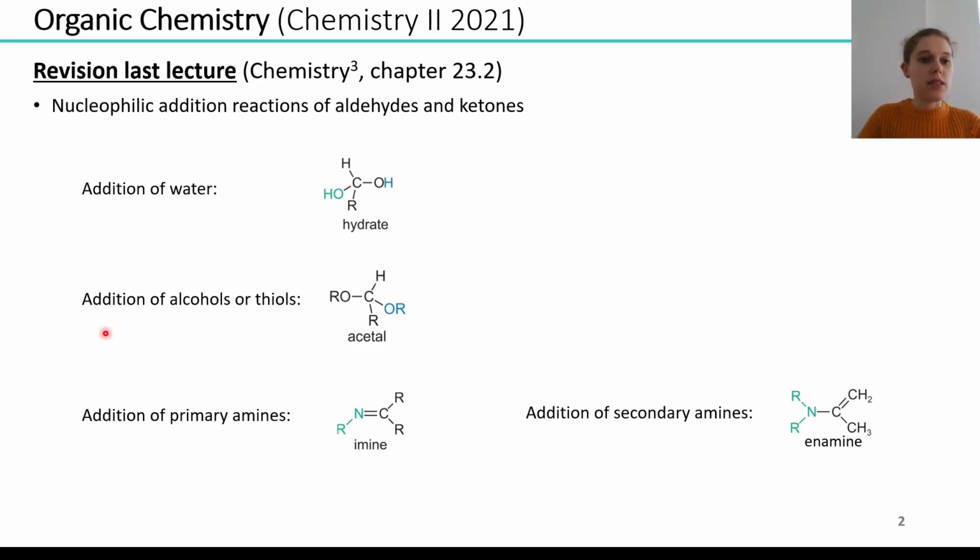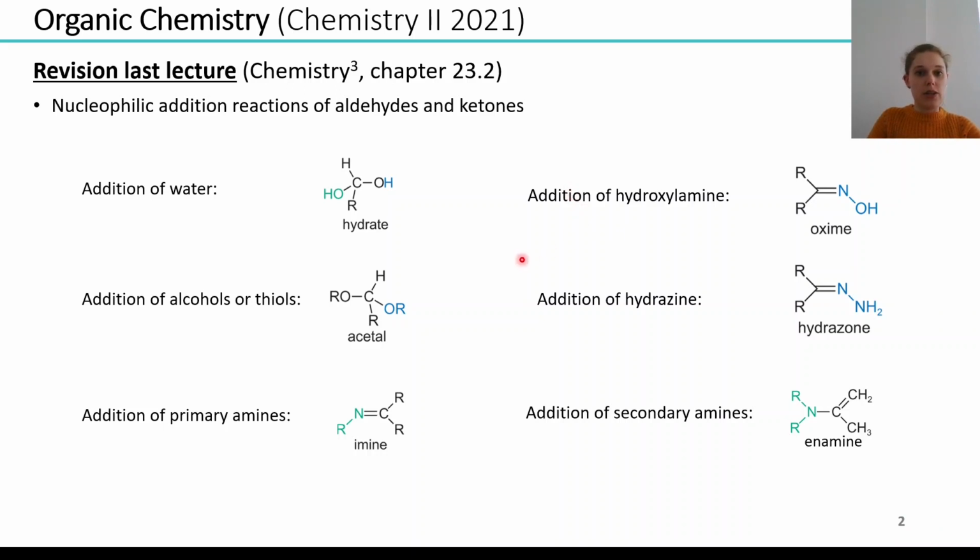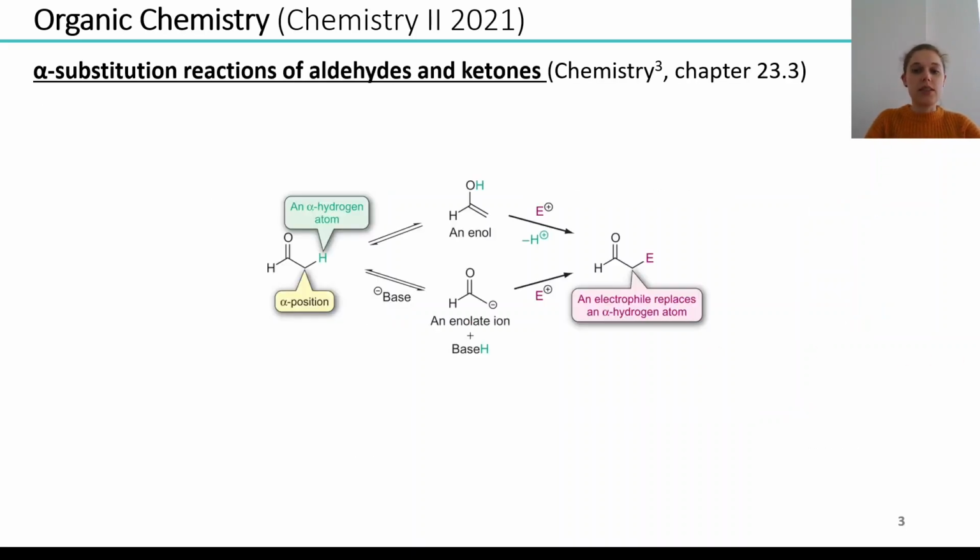Moreover, we learned that the addition of alcohols yields acetals. And similar to the addition of alcohols, the addition of thiols yields thioacetals. Finally, we had a look at nitrogen nucleophiles, and we learned that the addition of a primary amine yields an imine, whereas the addition of a secondary amine yields an enamine. Moreover, we had a look at the addition of hydroxylamine, which forms an oxime, and the addition of hydrazine yields hydrazone. And today we will focus on the alpha substitution reactions of aldehydes and ketones.